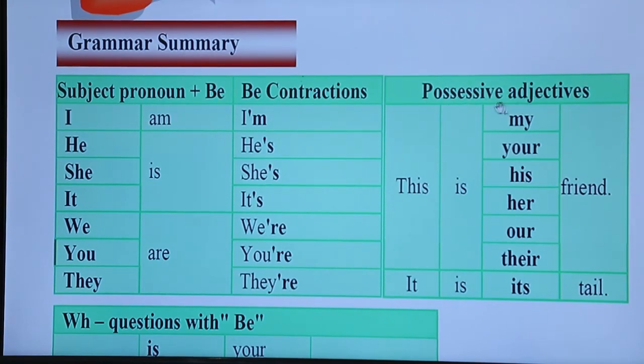Look at this chart. We have possessive adjectives. They are also seven: my, your, his, her, our, their and its. Like these examples: This is my friend. This is your friend. This is his friend. This is her friend. This is our friend. This is their friend. We have another example with its: It is its tail.